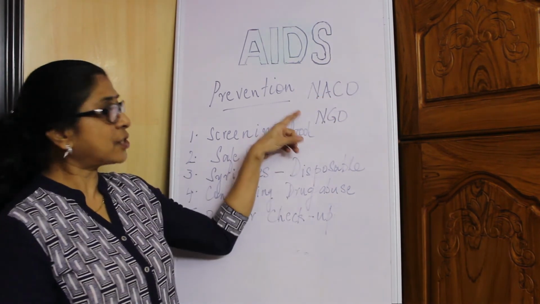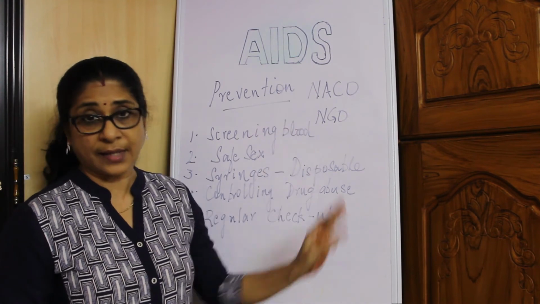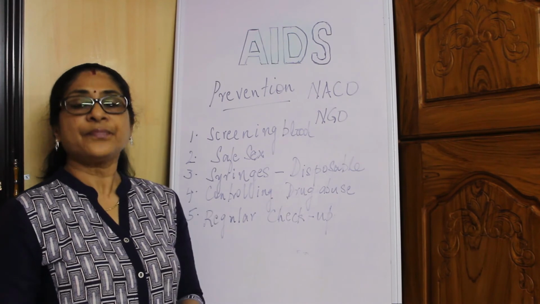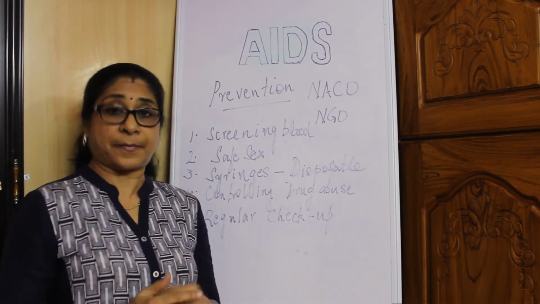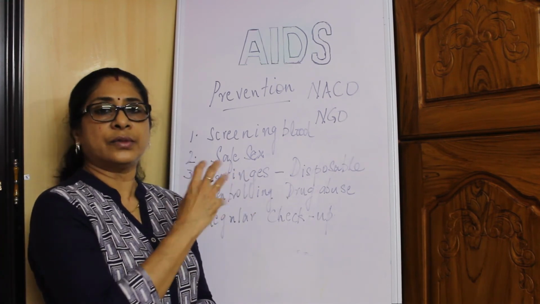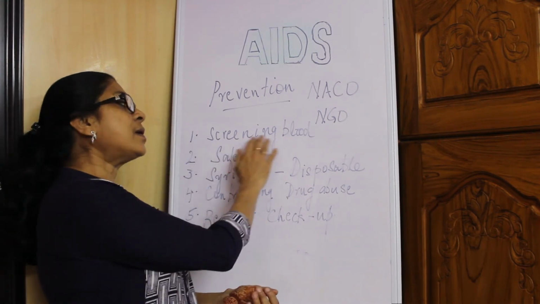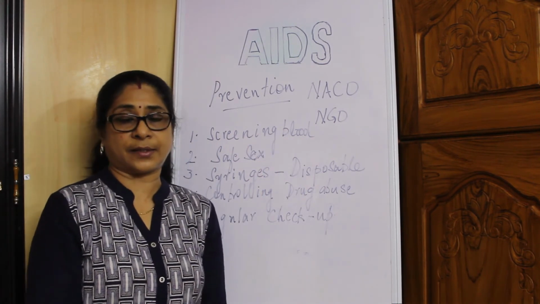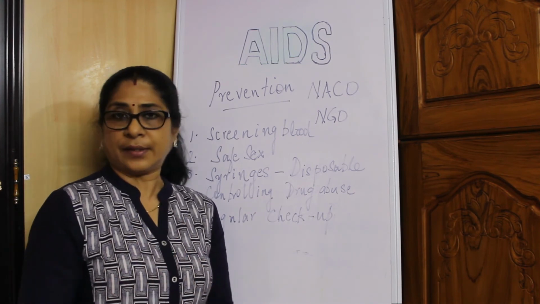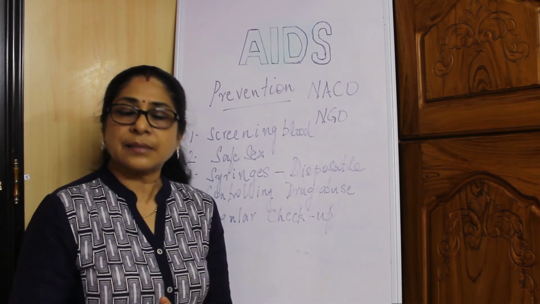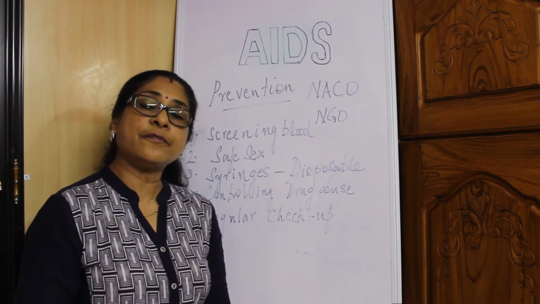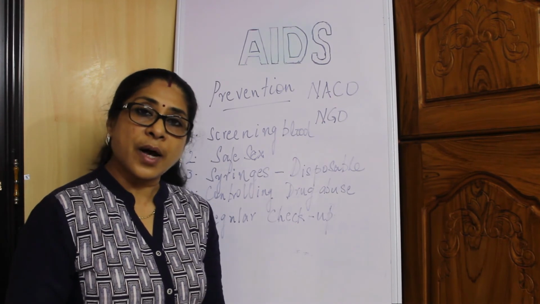NACO means National AIDS Control Organization, and several NGOs, non-governmental organizations, have brought about various steps to prevent the spread of diseases. Let us discuss how the diseases can be prevented. The first method is screening of blood, because if blood is screened for the presence of the virus, then it is the best method to prevent the disease, especially for those individuals who require blood.